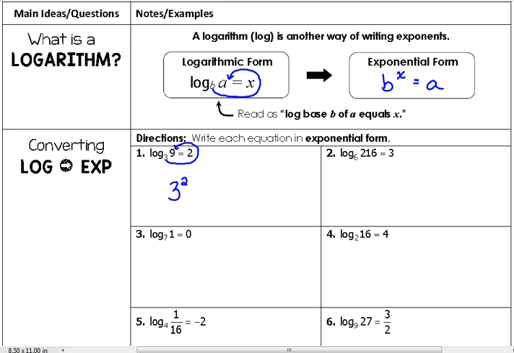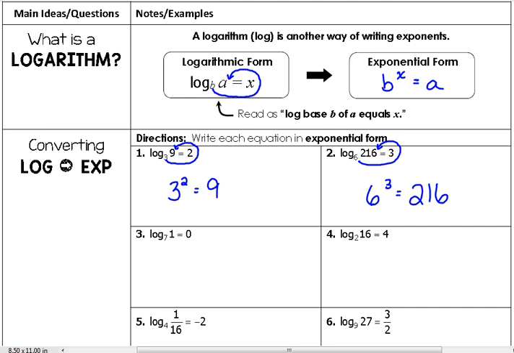So that's 3 squared is equal to 9. We know that's true, right? 3 squared is equal to 9. But in logarithmic form, that's log base 3 of 9 is equal to 2. Okay, number 2, 6 to the third, swoop around, is equal to 216. We know that's true. 6 cubed is equal to 216.